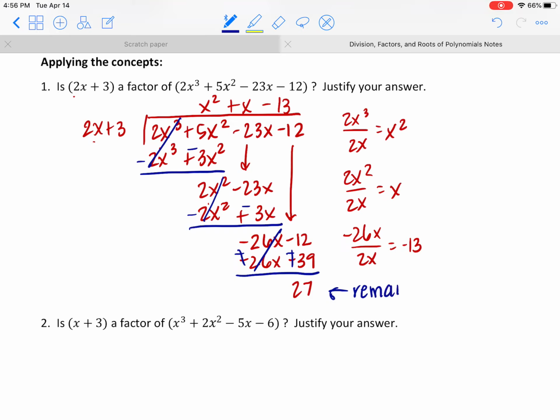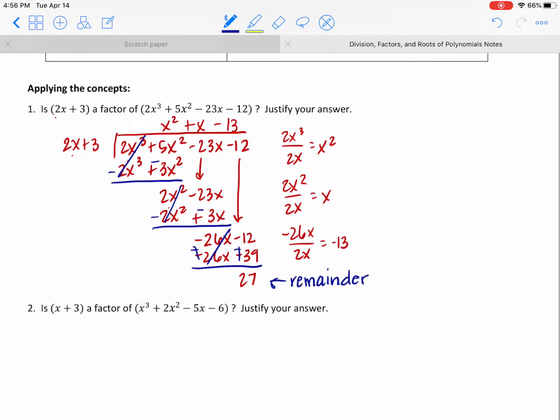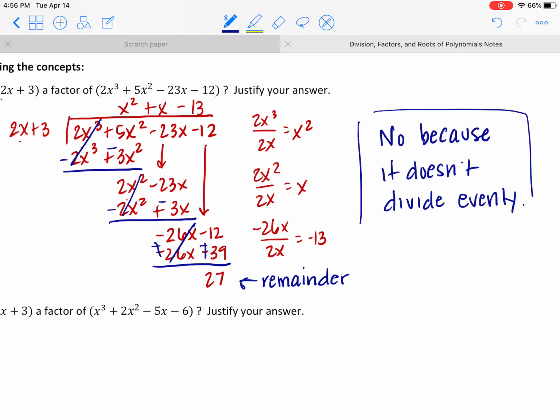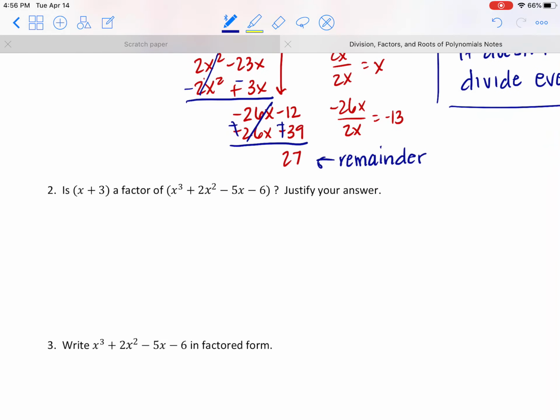So the remainder here, this remainder tells me that this thing does not divide evenly, right? If it doesn't divide evenly, that means 2x plus 3 is not a factor. So we're going to say no, because if we're justifying here, it doesn't divide evenly. There's a remainder when we divide.